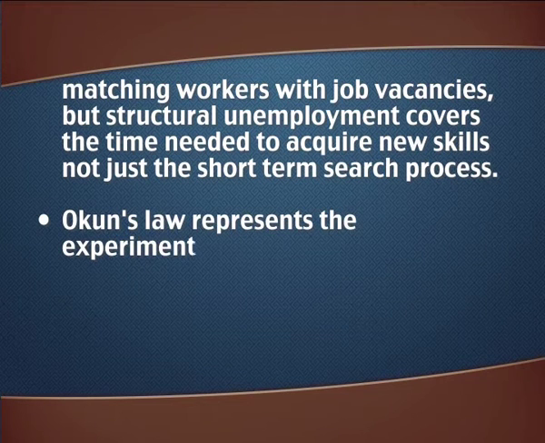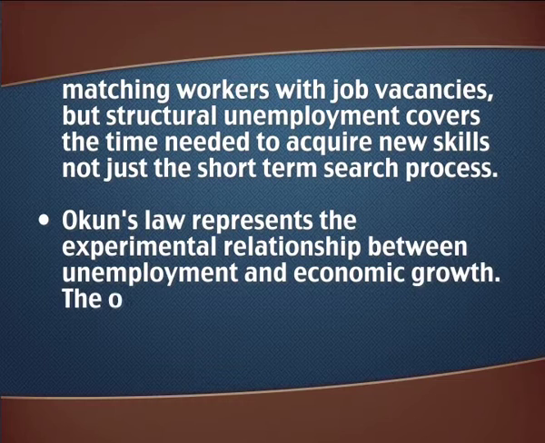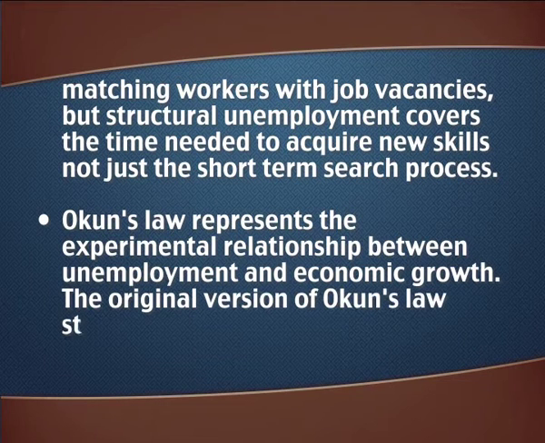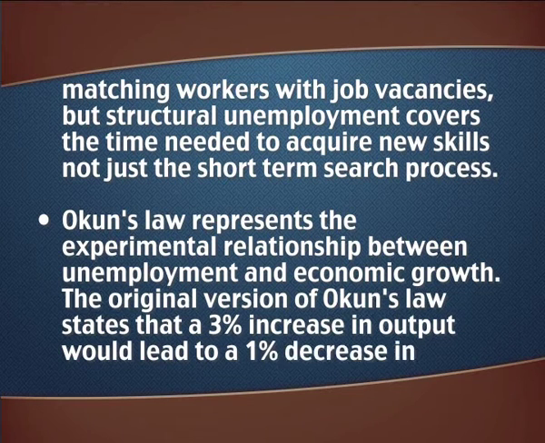Okun's law represents the empirical relationship between unemployment and economic growth. The original version of Okun's law states that a 3% increase in output would lead to a 1% decrease in unemployment.